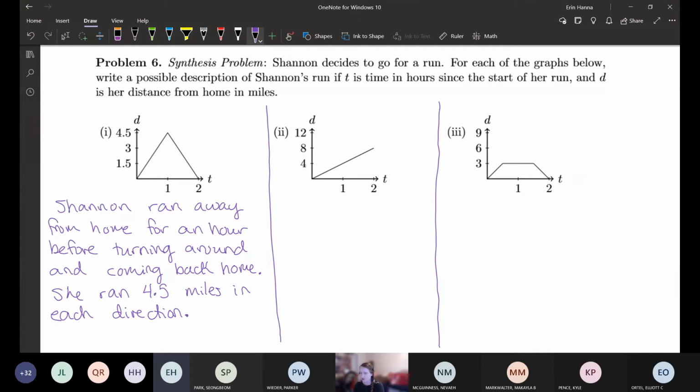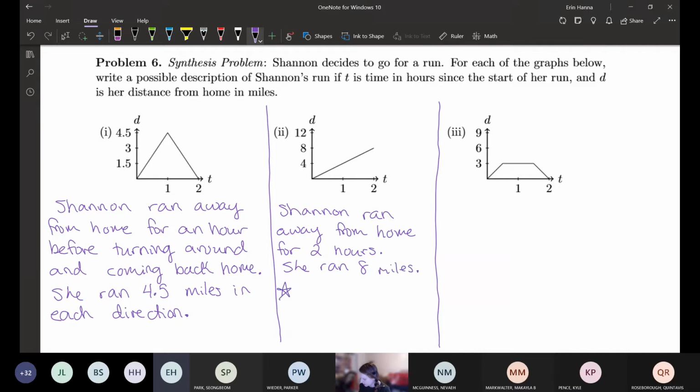Runs 8 miles in 2 hours at a gradual pace. Good, good, good. Walked 4 miles every hour. Yep. Most of you who did graph 2 are saying essentially the same thing. Very good. So for graph 2, I personally would have said something like Shannon ran away from home for 2 hours. And she ran 8 miles.